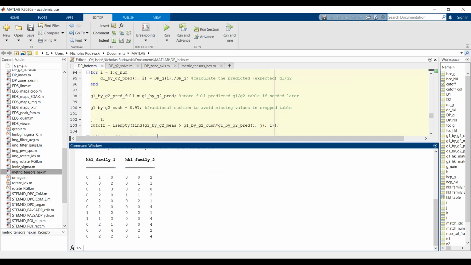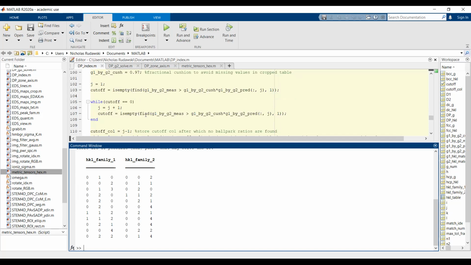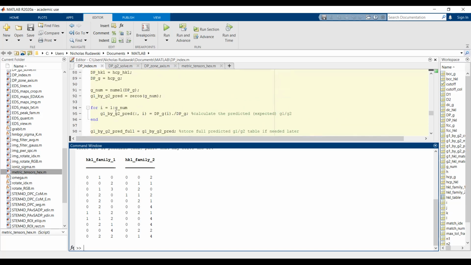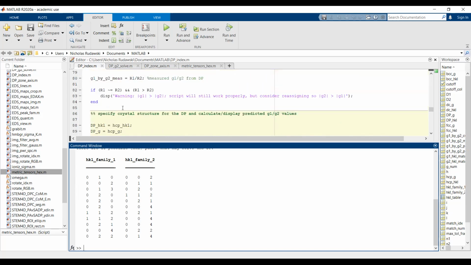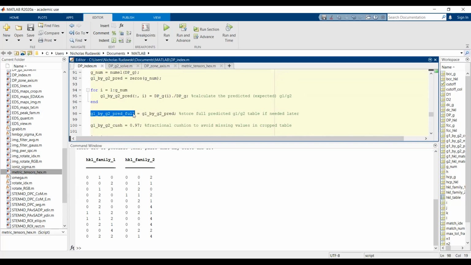Okay, so yeah, it's still doing that. All right, so let me pull up the whole table. I did program this in here to give me the whole table. All right, so where is it? Okay, G1 by G2 pred full.